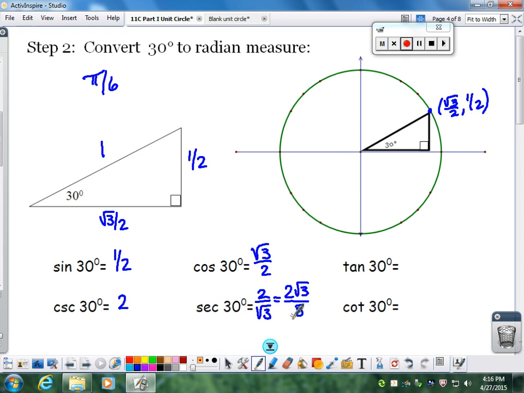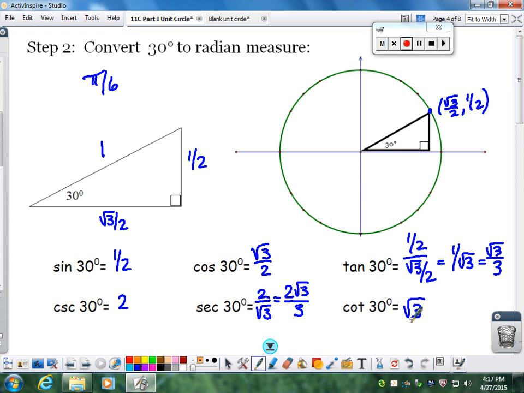All right, finally, the tangent is opposite over adjacent, which simplifies to 1 over the square root of 3, and then when you rationalize it, it's the square root of 3 over 3. And then the reciprocal of that, well, let's use this one here to find the reciprocal. That's just going to be the square root of 3.